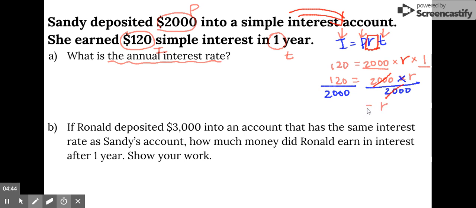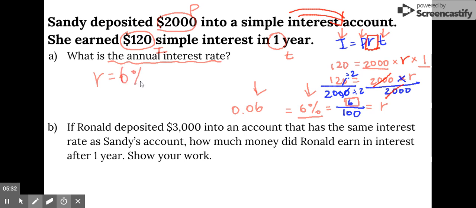R is equal to, you simplify this, and I'm going to divide by 2 before I change to decimal because both are multiples of 2. So 120 divided by 2 is 60, 2,000 divided by 2, it's 1,000. Luckily we got 6 over 100. Something over 100, it's percent. So this number on the top is going to be the percent. You can just say 6%, or you can also say it's 0.06. You can give me the decimal, you can give me the percent. Either way is fine. So now we know that R is 6%.